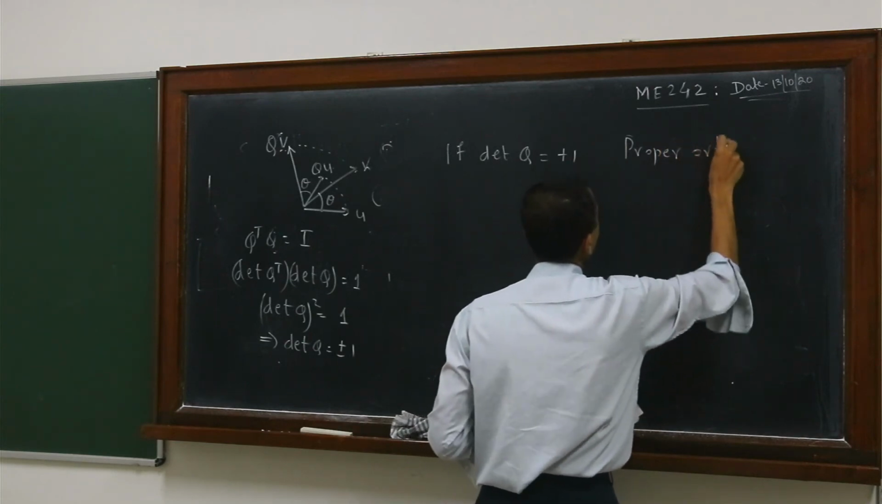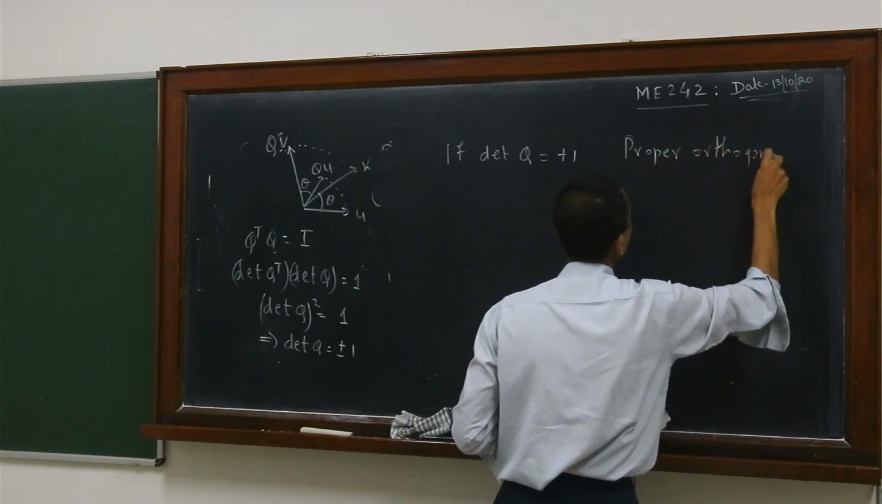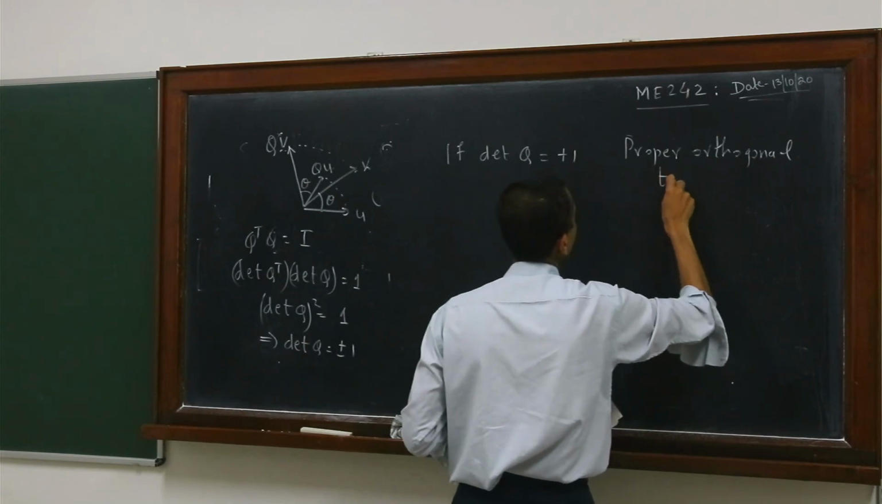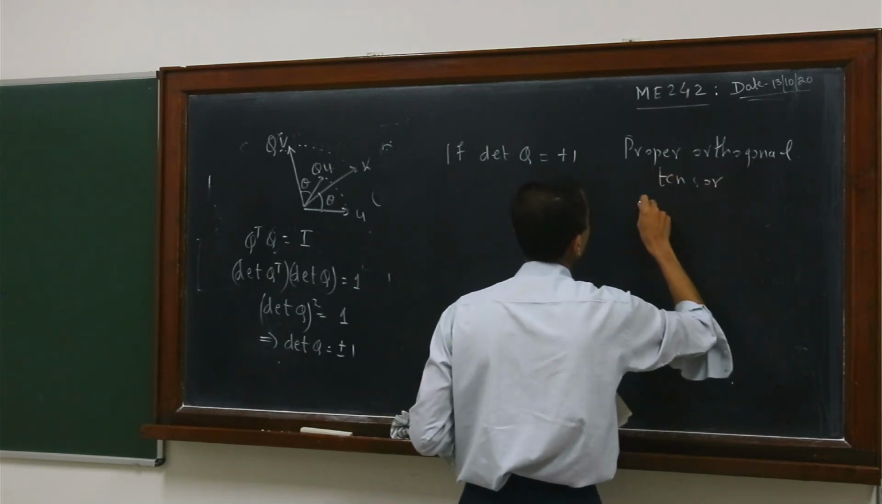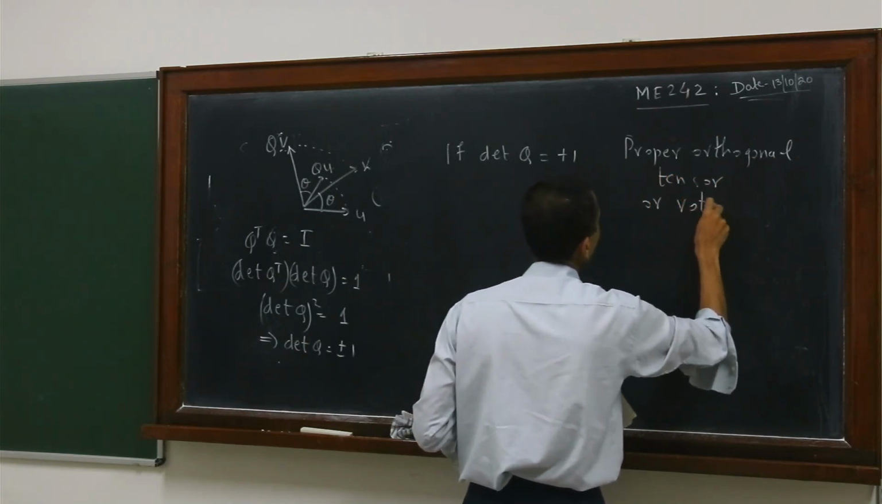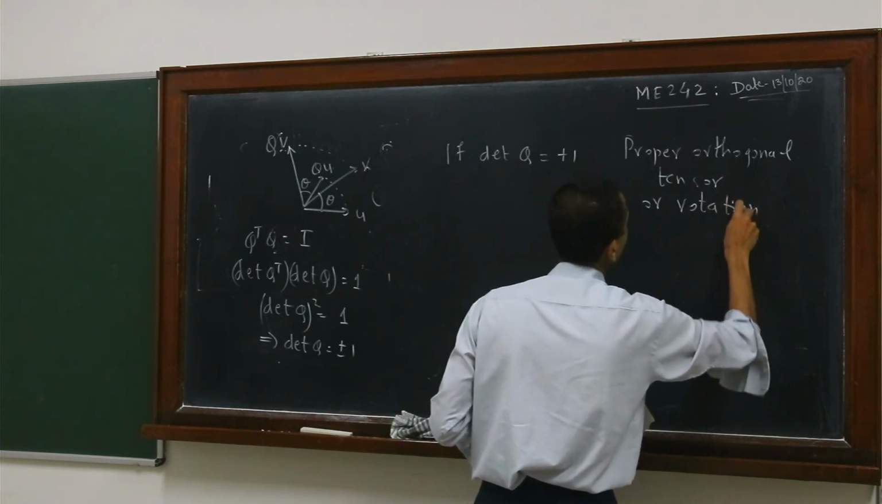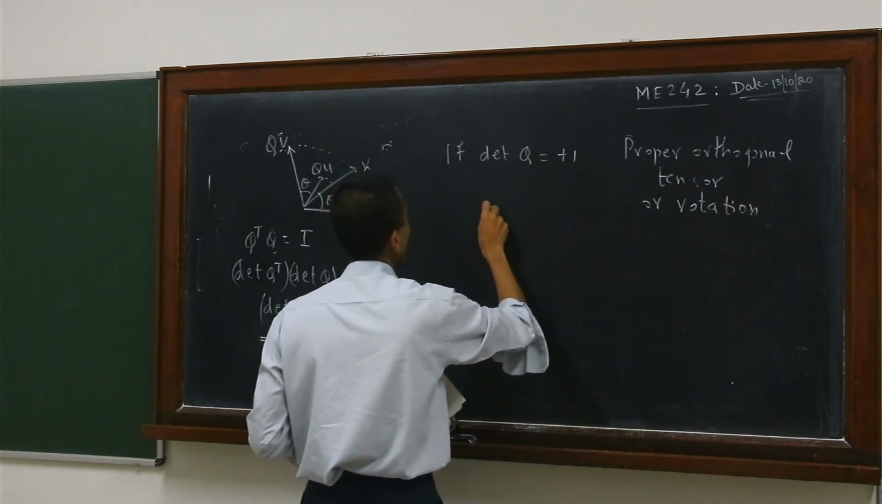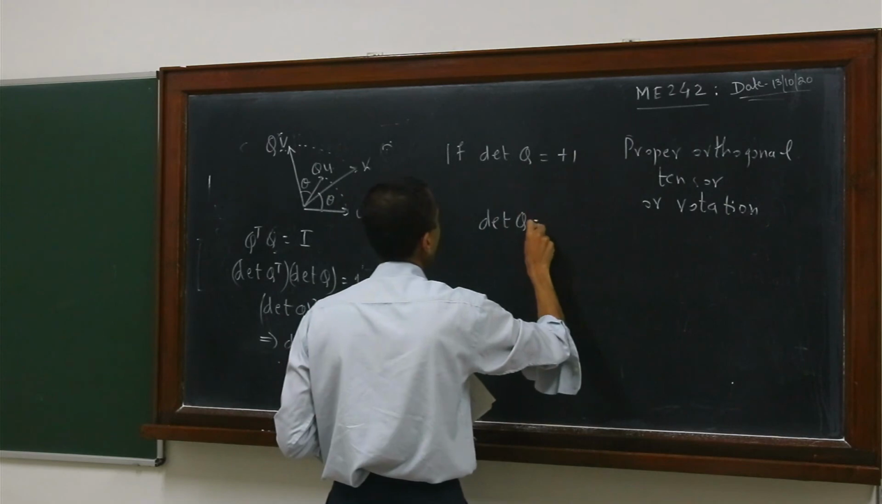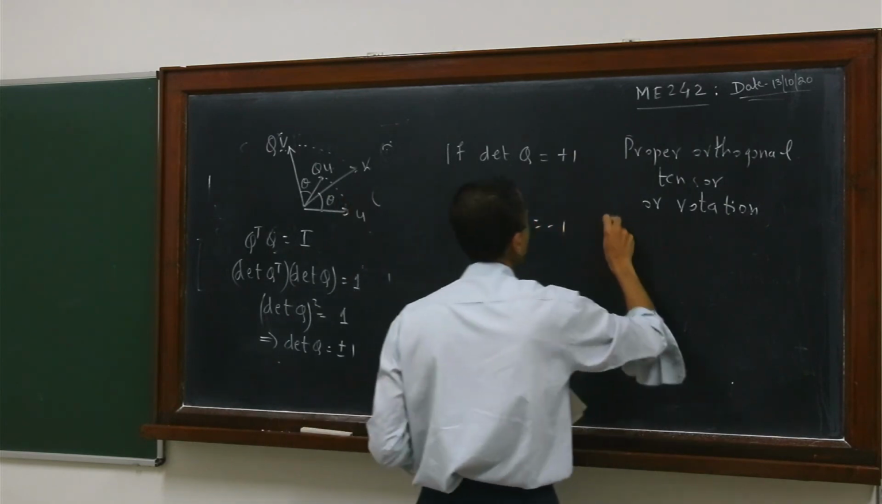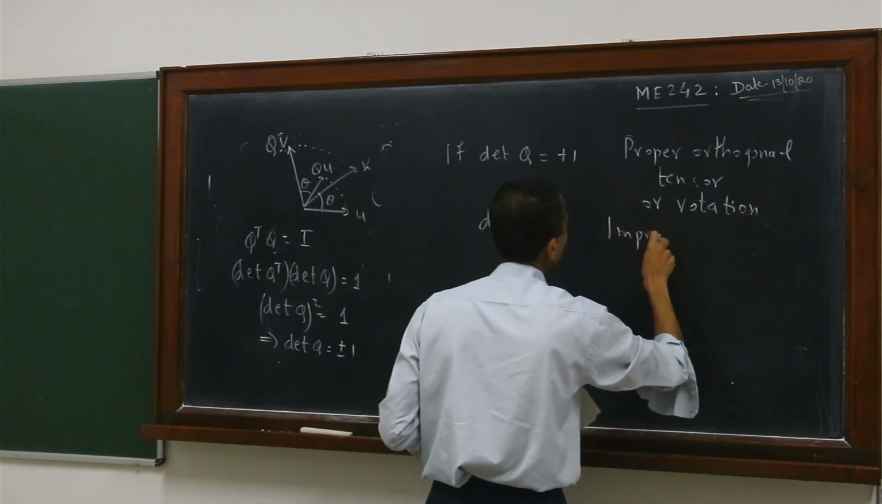Proper orthogonal tensor or rotation. And if determinant of Q is equal to minus 1, then it is called an improper orthogonal tensor.